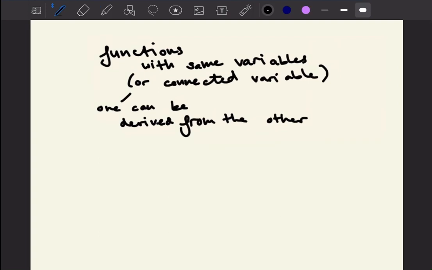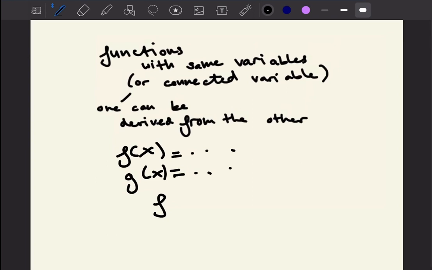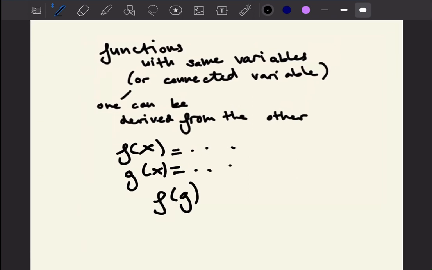So for example, say you have f of x is equal to blah blah blah, and then g of x is equal to blah blah blah. You can rewrite the function of f as a function of g, right? So a bit like a composite function.